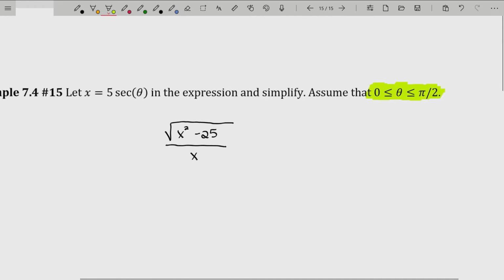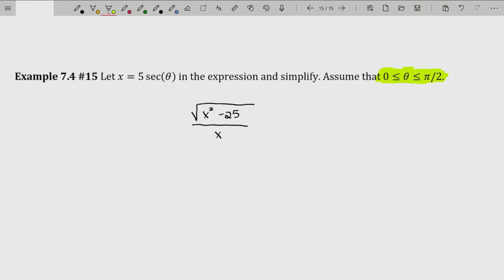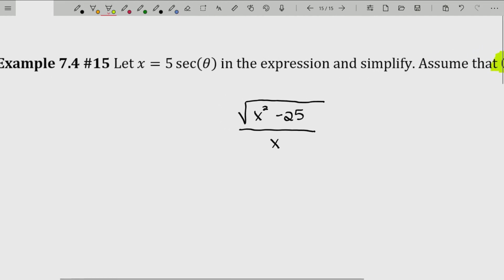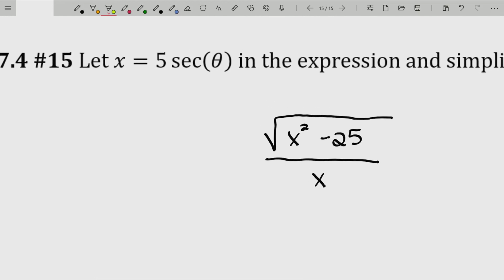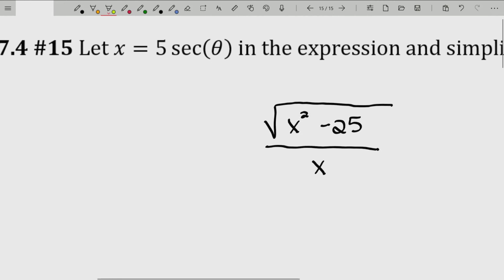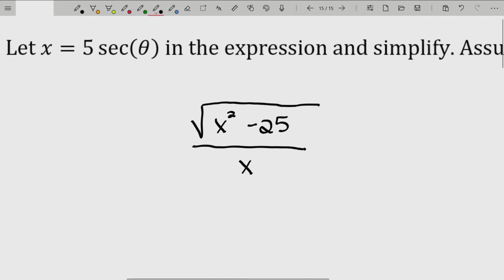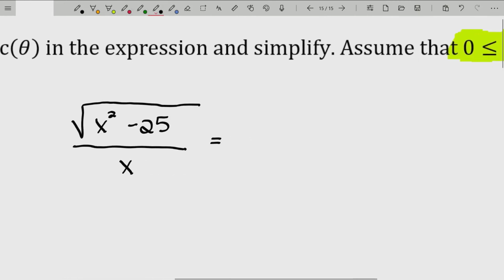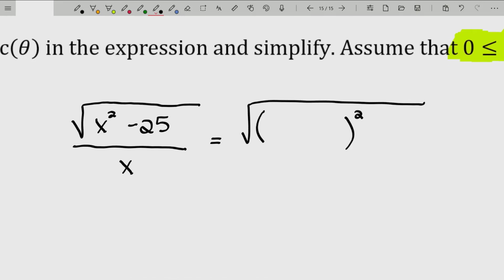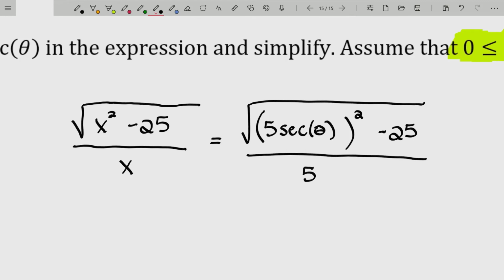And that becomes important if you're given that. We can take advantage of it. So let's see what happens when we take advantage of that. Well, I'm going to let x equal 5 secant of theta. Let's go ahead and do that here. This would therefore be the square root of something squared minus 25. That something being 5 secant of theta. And the denominator would be 5 secant of theta.